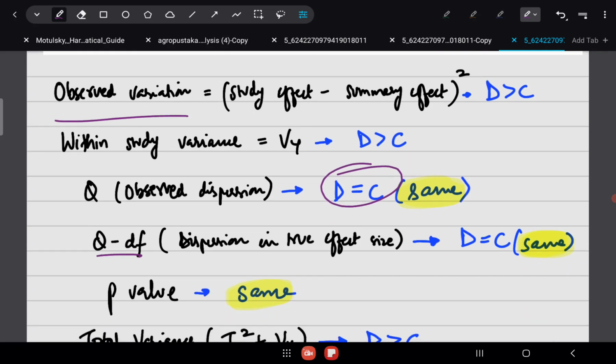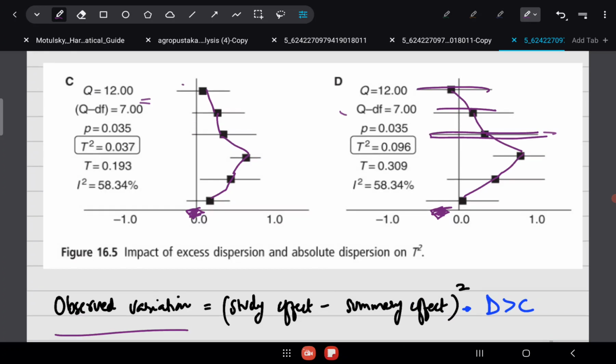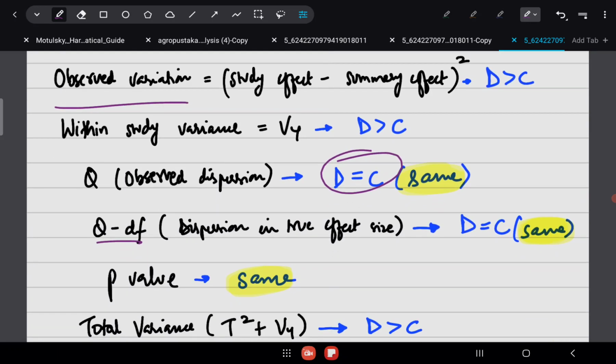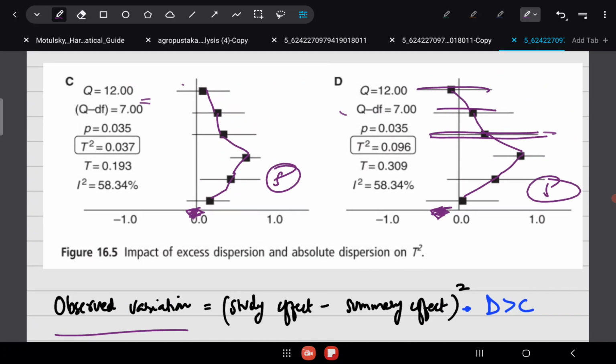Similarly, the Q minus DF, or the excess dispersion, will also be the same. Why? Because for both these forest plots, the degree of freedom is 5. Here also and here also it's 5. So Q minus DF will also be the same for C and D. And because Q minus DF is the same, the P value will also be the same, because you know that the P value is computed from this statistic only. You can see Q is 12. Why is it the same? Because it is the ratio of observed variance to within study variance, which has increased equally in case of D. Both numerator and denominator have increased equally. Then Q minus DF will be the same, then the P value will also be the same. Till now it is clear.